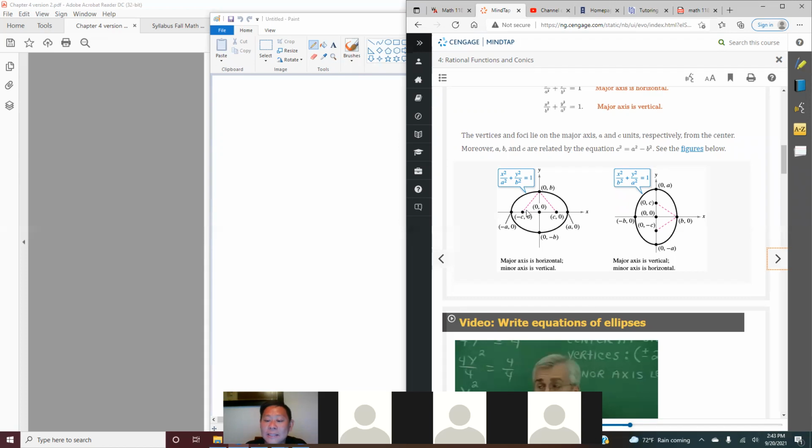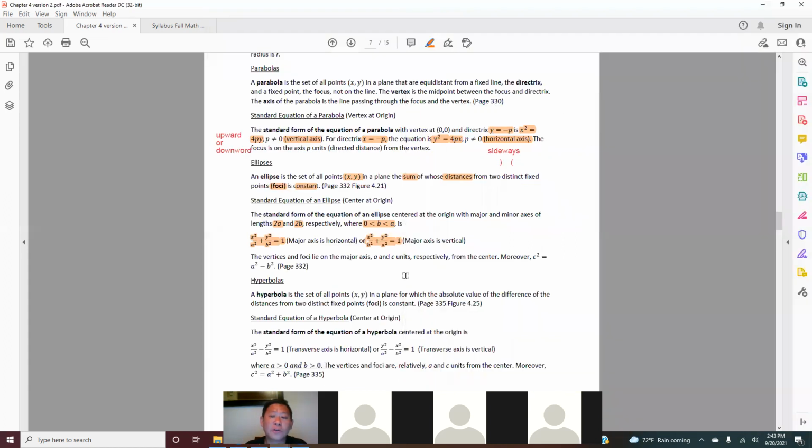And what is c? c is the distance from the center to your foci. How do you figure out c? This is very special. In order to find c, you have to use this formula: c squared equals a squared minus b squared. This formula is not in your formula sheet, so you have to memorize it.